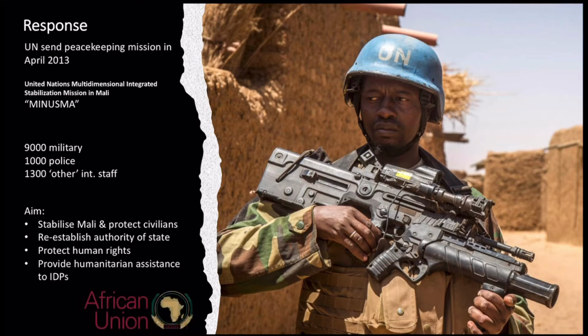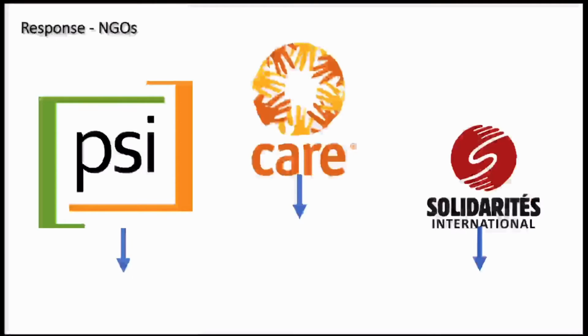This was all done with the support of wider supranational institutions like the African Union, who were there not to provide military or police, but to help mediate negotiations, a bit like the UN High Commission for Refugees did in South Sudan. They were there to mediate with the government and try to get peace talks going. So alongside this, there was the NGO response.